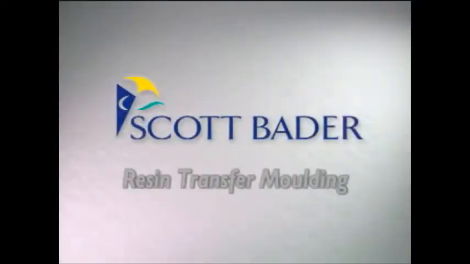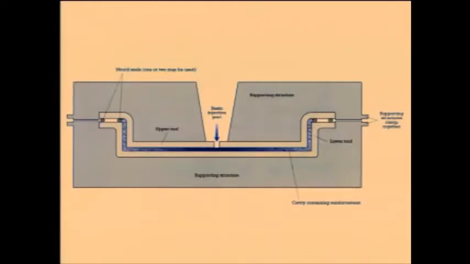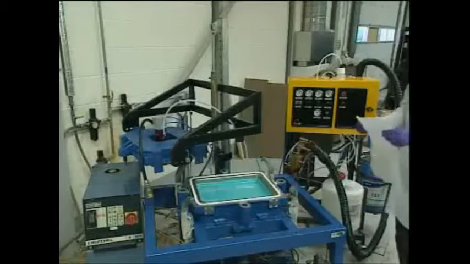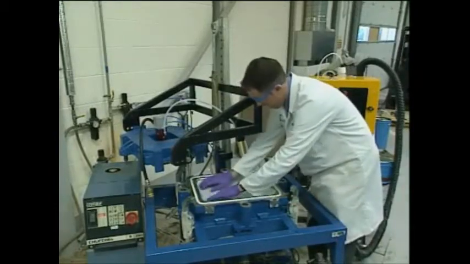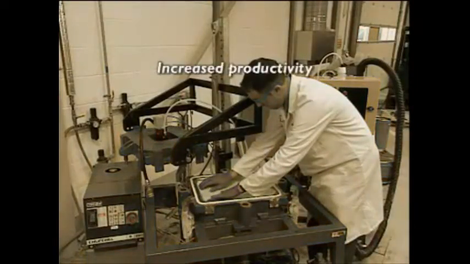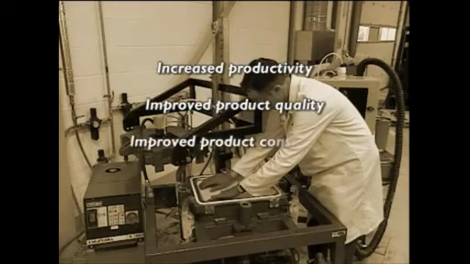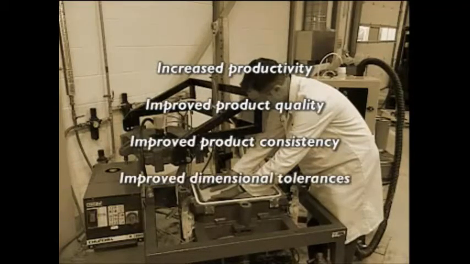The basic RTM process involves injecting a resin through reinforcement placed in more substantial rigid tooling manufactured from composites or metal. RTM can offer distinct advantages, particularly if temperature-controlled tooling is used. Increased productivity through the use of higher injection pressures and heated molds. Improved quality. Improved product consistency due to better process control. Improved dimensional tolerances.